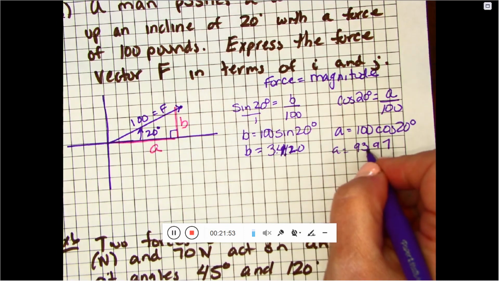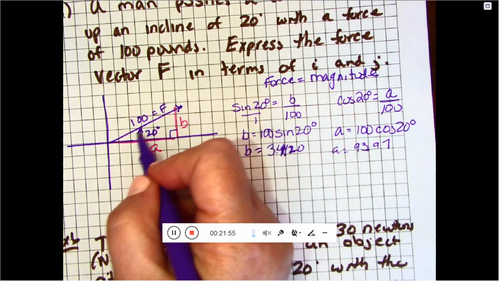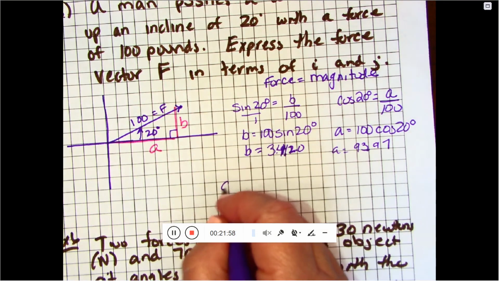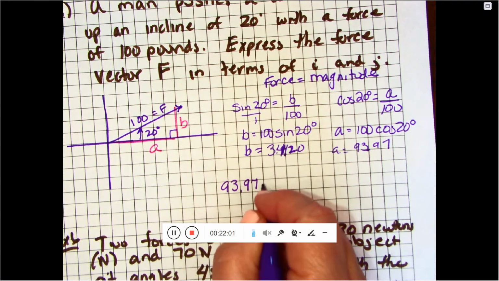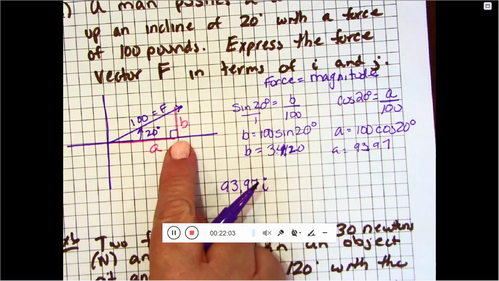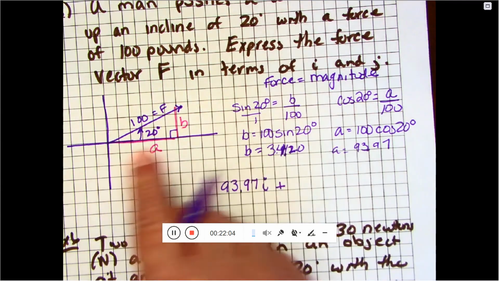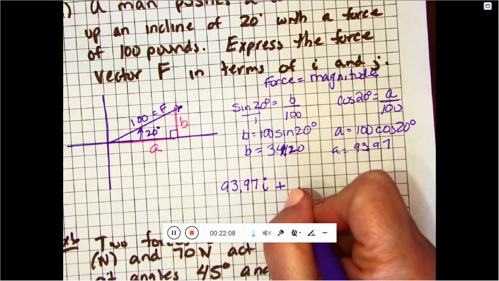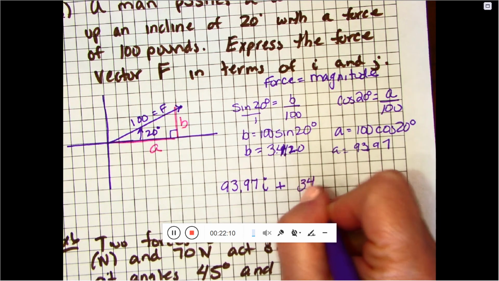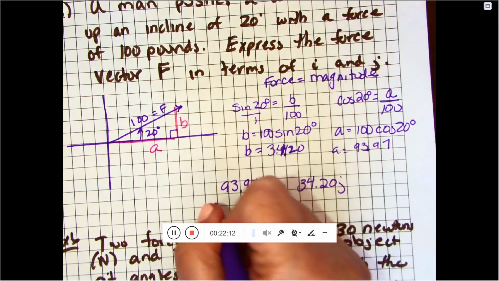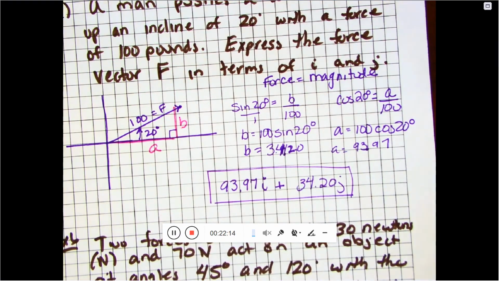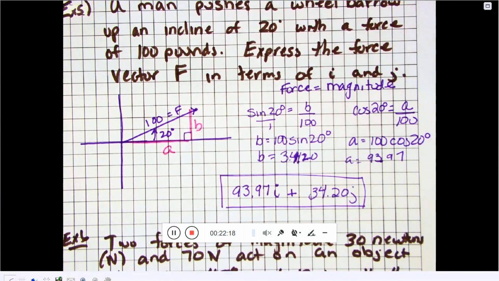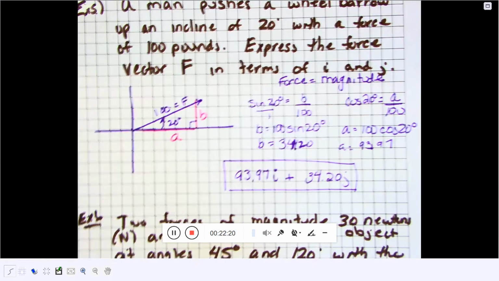So my force vector can be written in the form 93.97I, that's my horizontal component, which is in the positive direction, and my vertical component is also in the positive direction, 34.20J. And that's how you write the force vector for that wheelbarrow. Okay, so one more problem.